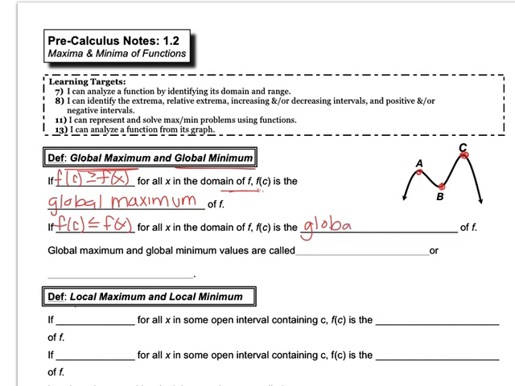So this should be review for all of you. You should have done this in math 2 or 3, I'm not sure which one. Global maxes and global mins are also called global extrema. So if you're asked to find the global extrema, you're being asked to find both maxes and mins. Or absolute extrema.